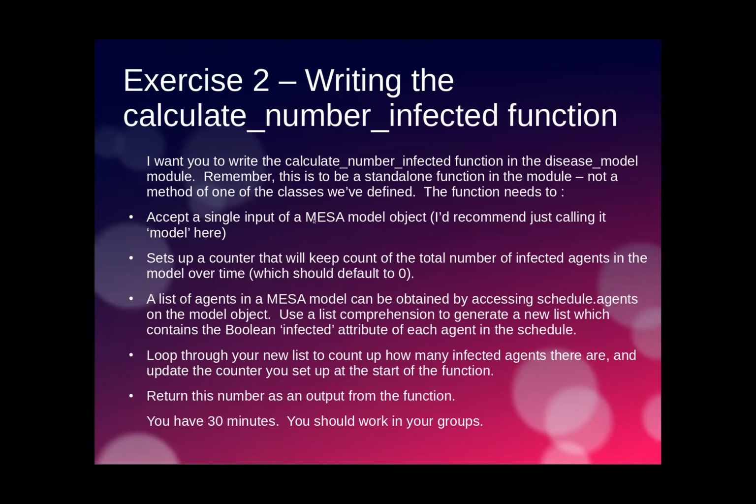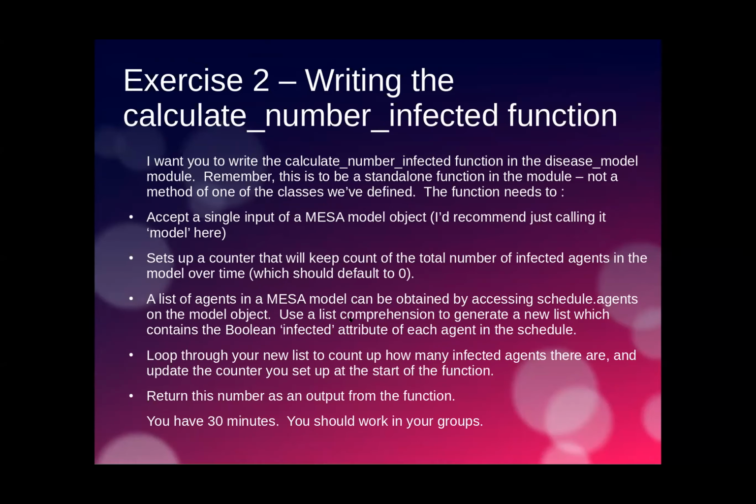What the function needs to do is to accept a single input of a MESA model object. You can call it whatever you like, but I'd recommend just calling it model, as we have elsewhere. It sets up a counter that will keep count of the total number of infected agents in the model over time, which should default to 0. It'll set up a list of agents in the MESA model that can be obtained by accessing schedule.agents on the model object. So you can access model.schedule.agents, and that will give you a list of agents that are in that model.